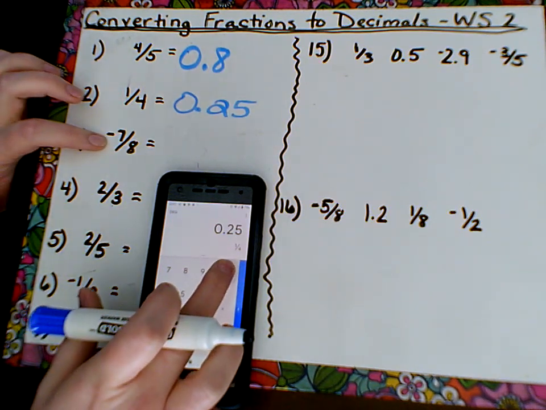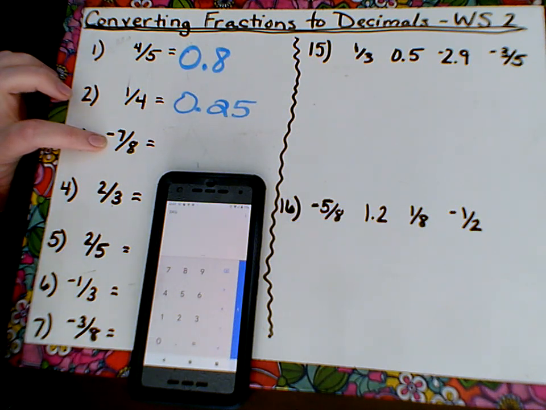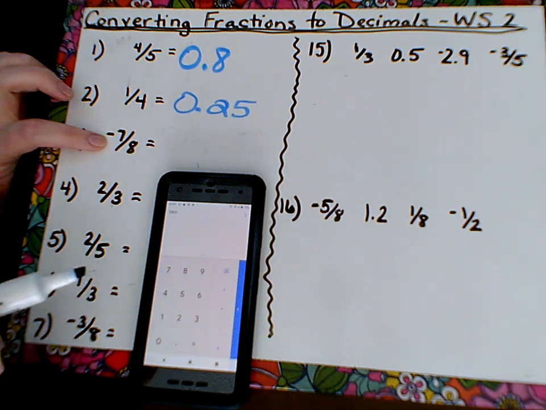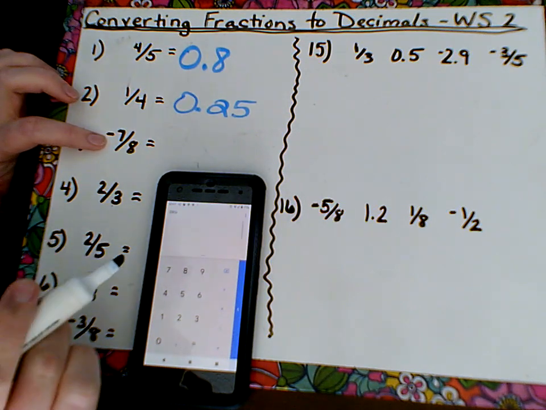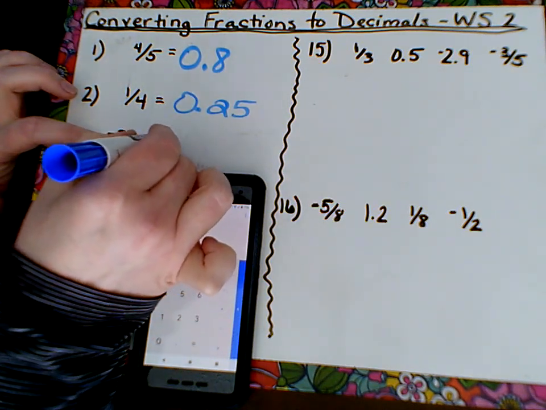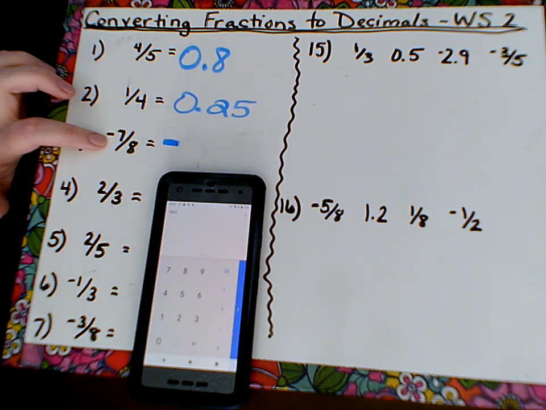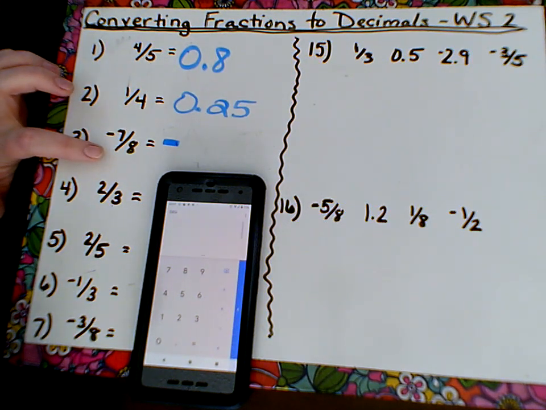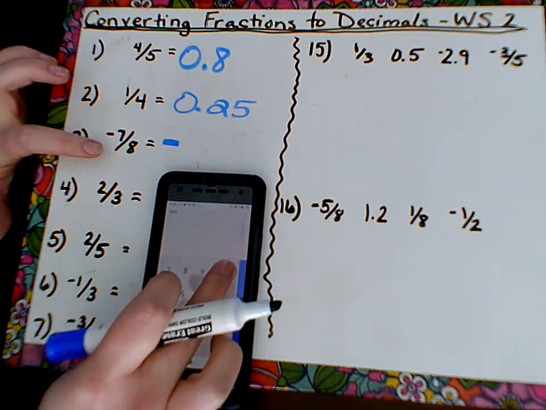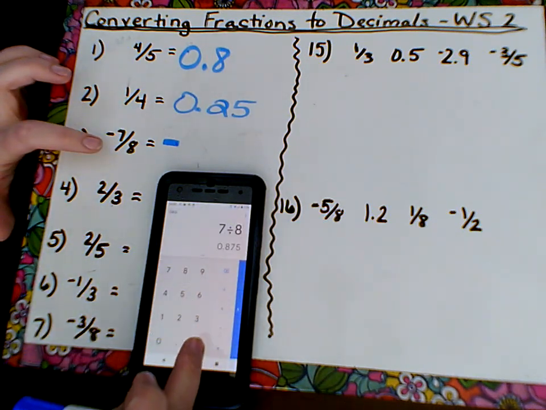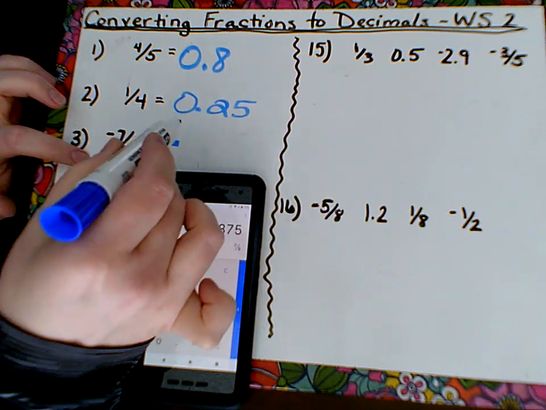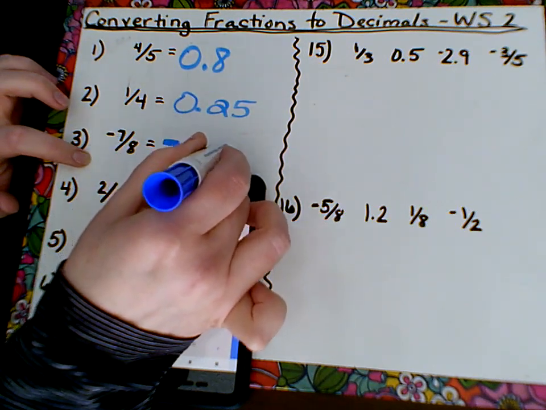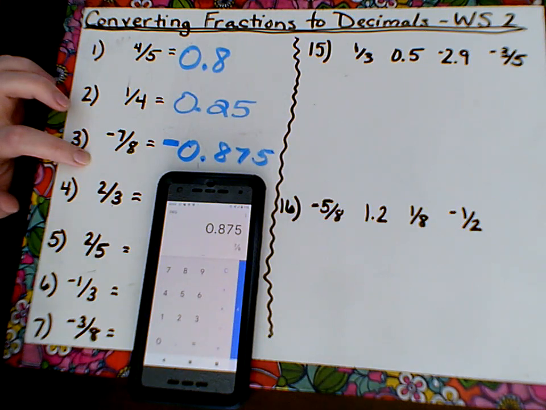For number 3, the difference in 3 is that we have a negative. Okay, we can't type a negative into our calculators. Some on your phone you can, but in our regular calculators in class, we can't. So we have to remember to bring that negative over into our answer. After we do that, we can just treat it like a normal problem. 7 divided by 8. Okay, 7 divided by 8 equals 0.875. So in this case, negative 0.875.